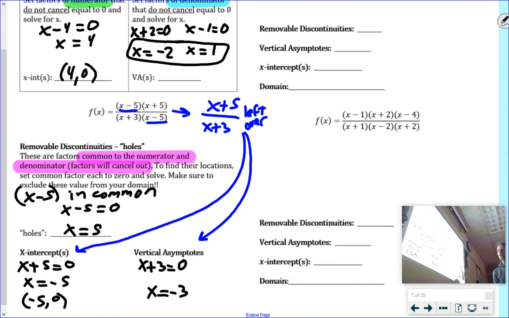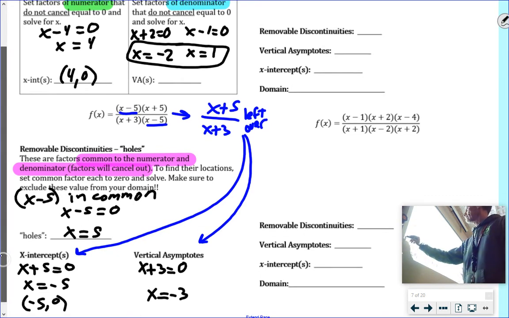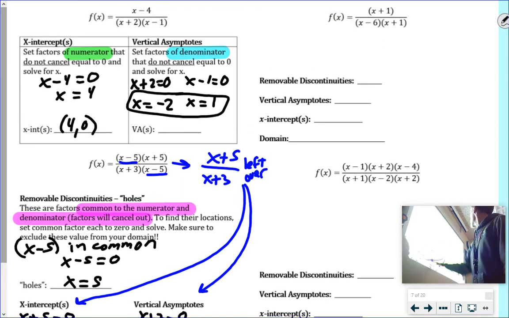So whatever's left over, if you have something cancel out, you still do the same thing for the x-intercept and the vertical asymptotes.